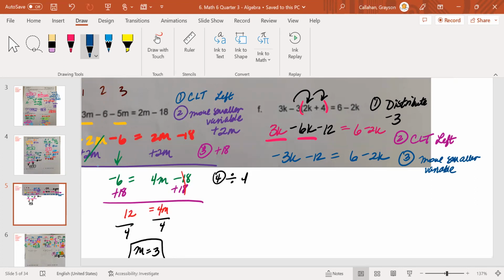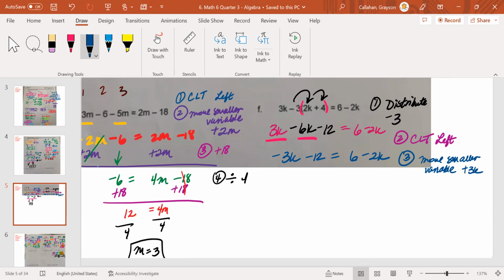No, we already combined the like terms. We already did that for the second step. Third step, see how there's a variable and a number on the left side, a number and a variable on the right side. They're all balanced, right? There's nothing else to combine. So you gotta move the smaller variable. Which one's a smaller variable?